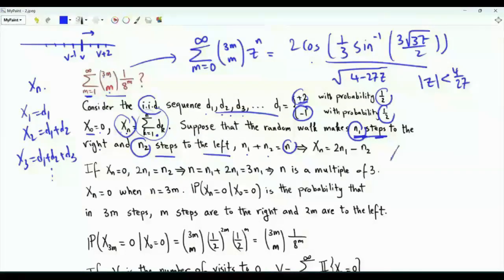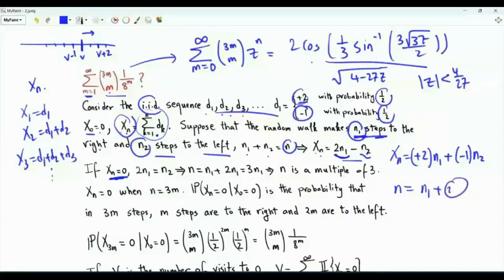What is the value of xn? xn is equal to plus 2 times n1 plus minus 1 times n2. xn is equal to 2n1 minus n2. If xn is equal to 0, which means that the process is back at the origin, then 2n1 is equal to n2. n is equal to n1 plus n2, which is n1 plus 2n1, that's 3n1. In this random walk, we are possibly back at the origin at values of n that are multiples of 3.